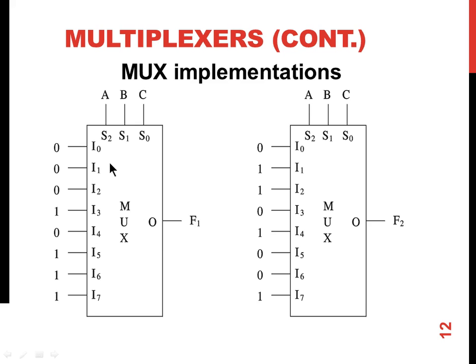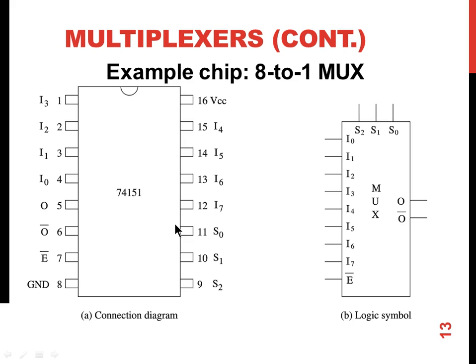So let's assume that there are two mux implementations. There are two outputs, F1 and F2. And if this is the combination of inputs given, what is the output going to be generated? So I think there is an example somewhere after this slide.